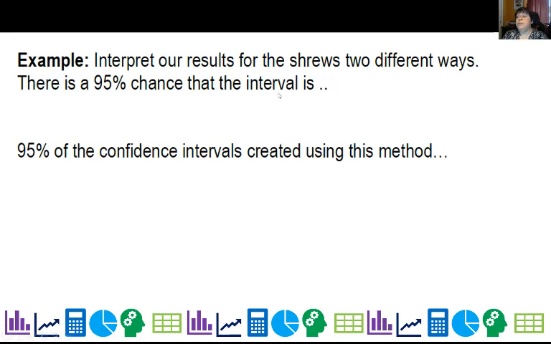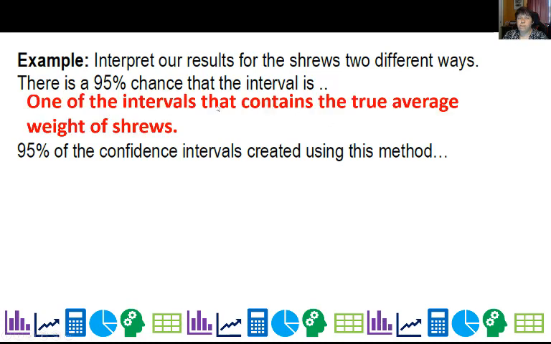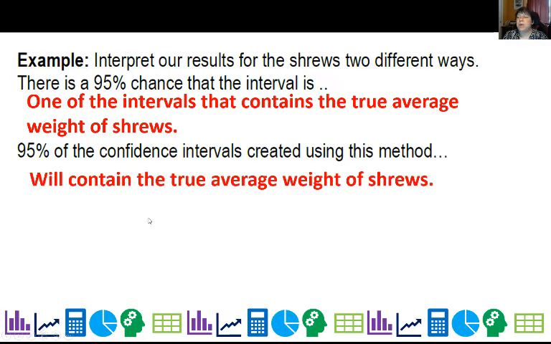So let's go ahead and look at some ways to interpret it. There's a 95% chance that the interval is one of the intervals that contains the true average weight of shrews. Or 95% of the confidence intervals created using this method will contain the true average weight of shrews. So that's how we tend to word these.